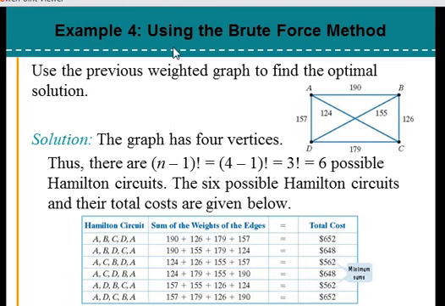Example, using the brute force method. Use the previous weighted graph to find the optimal solution. So once again, we figure out the total number of possibilities. Because we have 4 vertices, the total number of possibilities for Hamilton circuits would be 4 minus 1 factorial. 4 minus 1 factorial is 3 factorial. 3 factorial is 3 times 2 times 1, which gives us 6 possibilities. And then we just write down the 6 possibilities.